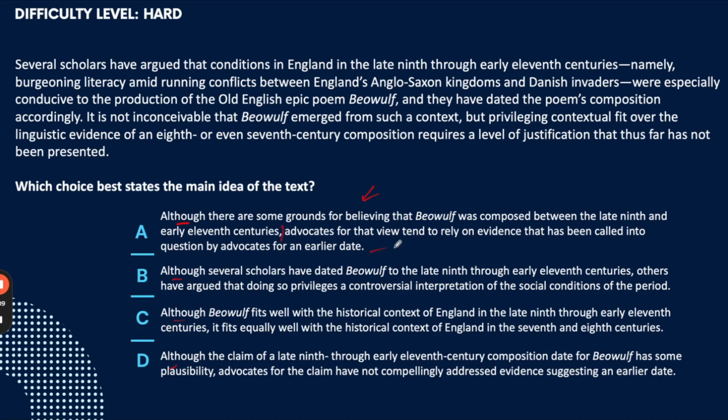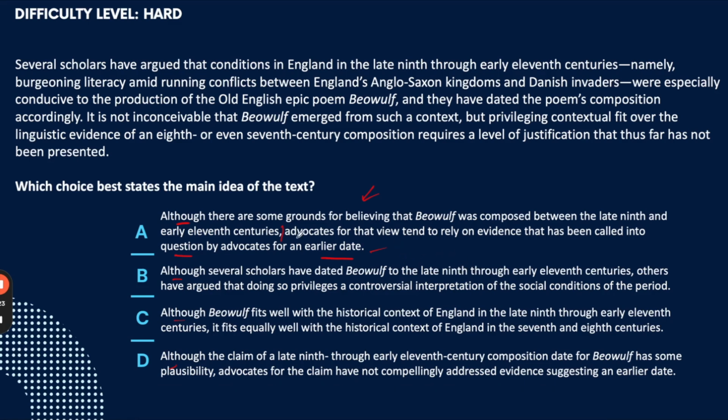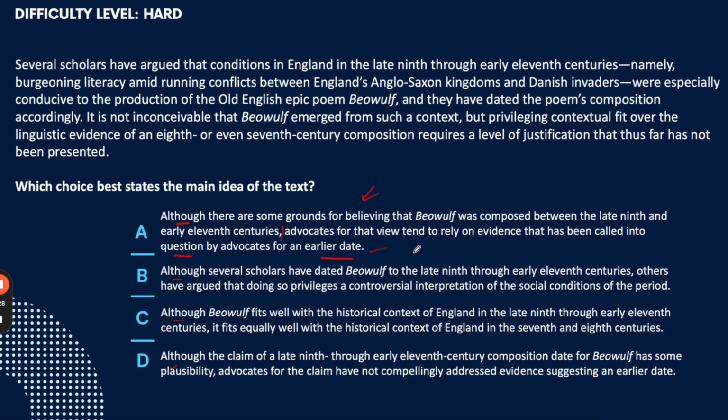Advocates for that view tend to rely on evidence that has been called into question by advocates for an earlier date. Now, there's something that's very tricky in this option. The moment you read this, you might feel like this is the correct option, but actually this is incorrect. It's wrong because the passage says that scholars who date the poem to the late 9th to early 11th centuries haven't considered the linguistic evidence suggesting the poem might have been written earlier. It doesn't say that the evidence for the later date is unreliable or that anyone has doubted it.